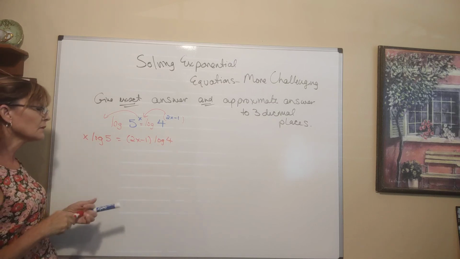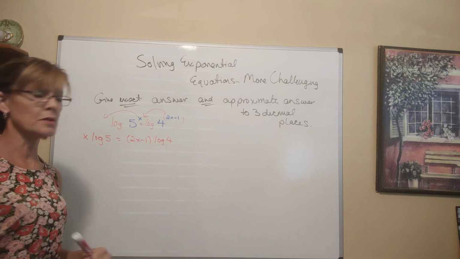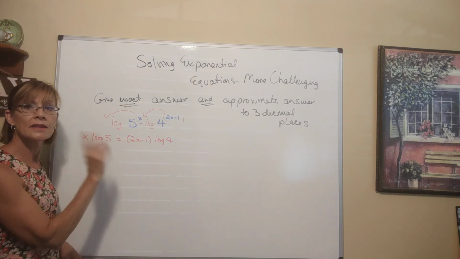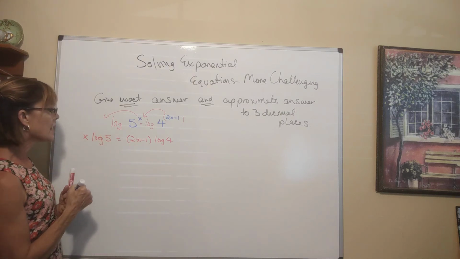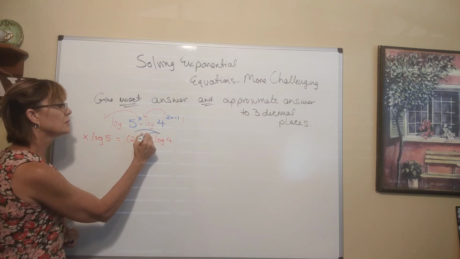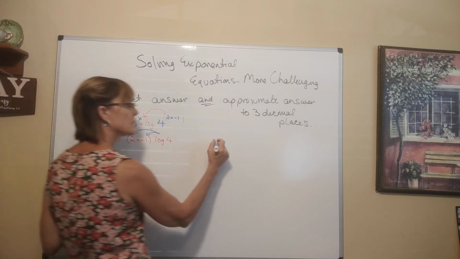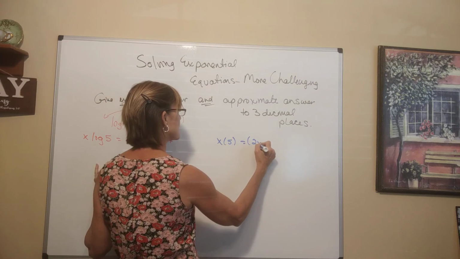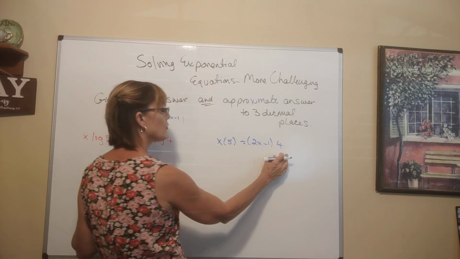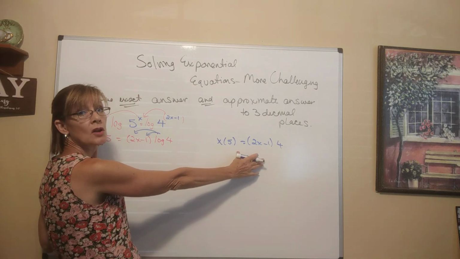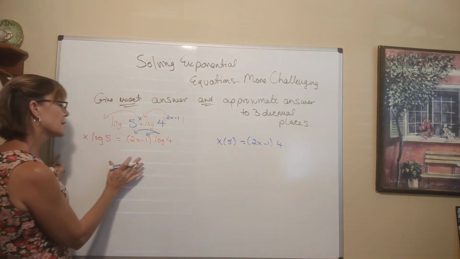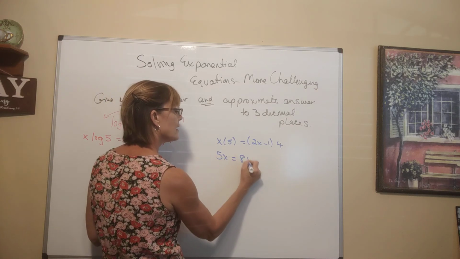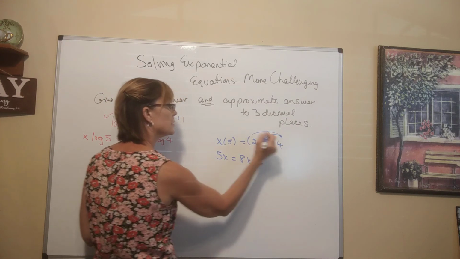Now, this is different than the first one because I have an x on this side of the equation and an x on that side of the equation, and that's what I'm trying to solve for. So I'm going to here distribute log 4. So again, you can think of this as x times 5 equals 2x minus 1 times just the number 4. And the steps that you would take to solve this basic equation are the same steps that you would take here. 5x is 8x minus 4 if you distribute the 4.